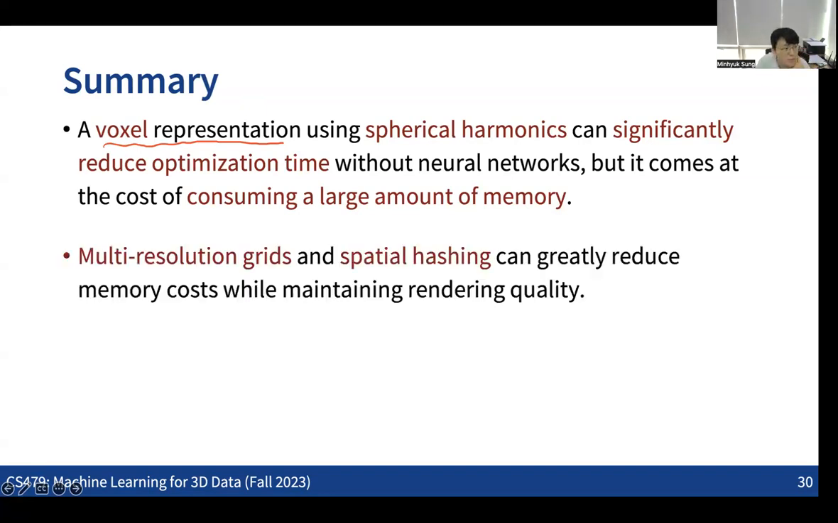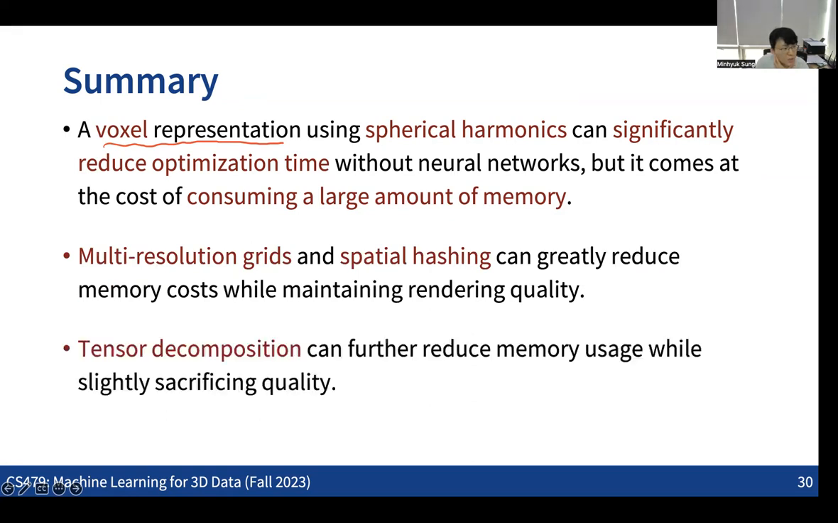So the second thing was how we can reduce this memory consumption using multi-resolution grids, and spatial hashing was the idea that we also discussed in the last lecture. And there is also a more algebraic way, in terms of how we can leverage tensor decomposition so that we can further reduce the memory usage while slightly sacrificing the quality of the output images. So these are some of the ideas for the hybrid representation.